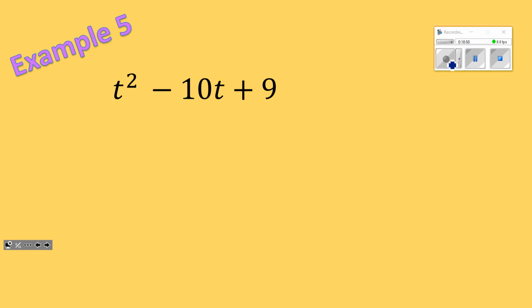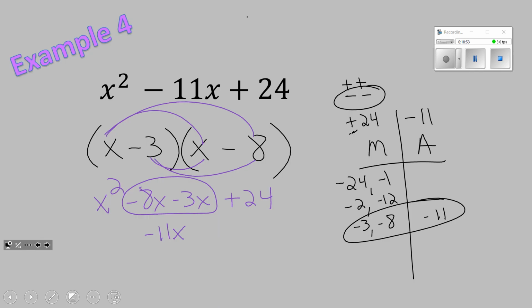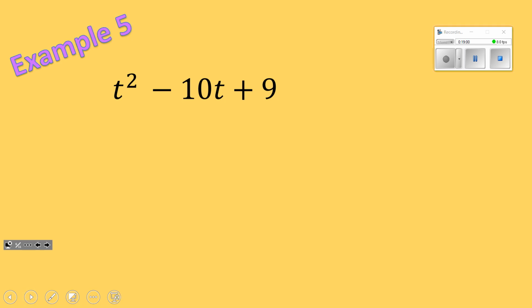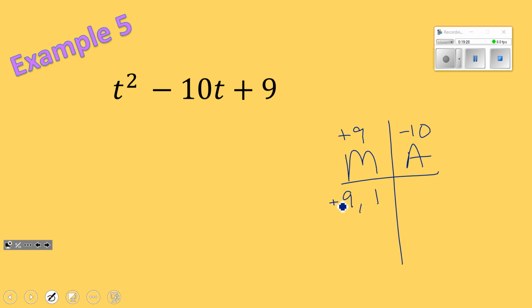All right, here we go. Let's do our MA chart. Okay, so what are we multiplying to be? Positive 9. What are you adding to be? Negative 10. Now, let's think about this, okay? So to get a positive 9, I know you're screaming 9 and 1, right? So if I did positive 9 and positive 1, everybody agree? Positive times a positive is a positive? But if I add those, what am I going to get? Positive 10. I don't want that.